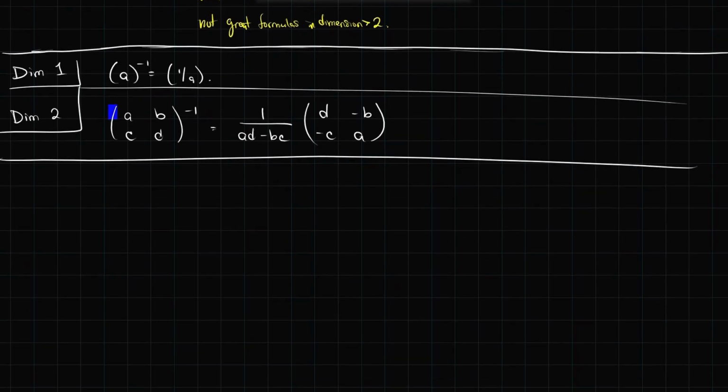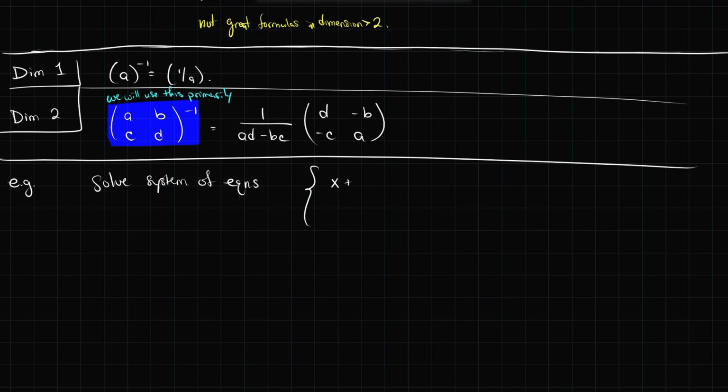We'll primarily be using this in this course, and then I'll show you how to do it for a 3-dimensional setting. But let's look at the example of this 2-dimensional one first. Solve the system of equations x plus 2y equals 6, and 2x minus y equals 3, using matrix inverses.